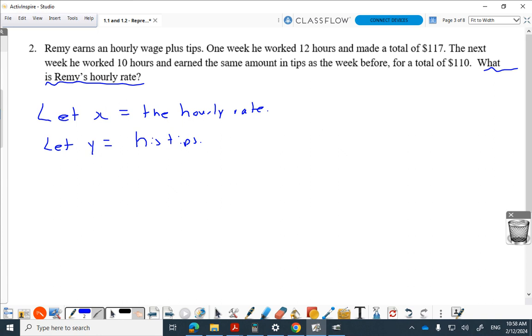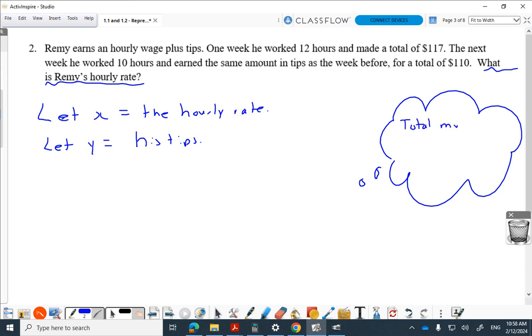This is a different type of equation. What would you do? Can anyone do the word equation? If you were Remy or working with Remy, what would you do to find out how much you made? Your tips, yeah. So you take your tips, total money is tips plus, this might be a little difficult. What would you do to figure out the other part of your pay? You got your tips, but you got something else too. Plus your hourly rate.